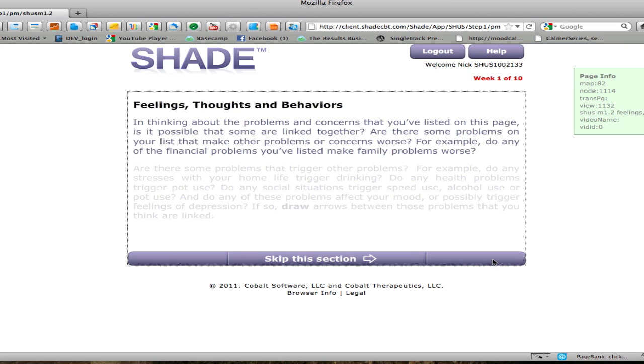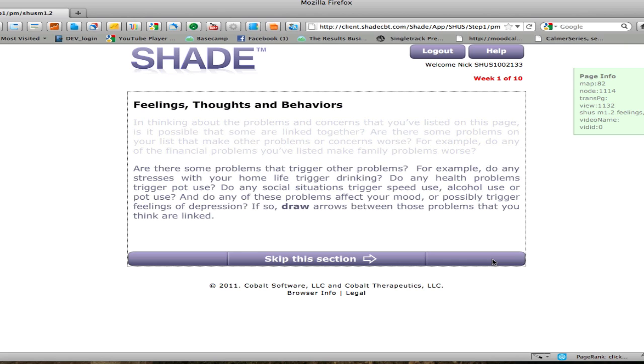In thinking about the problems and concerns that you've listed on this page, is it possible that some of them are linked together? Are there some problems on your list that make other problems or concerns worse? For example, do any of the financial problems you've listed make family problems worse? Are there some problems that trigger other problems?